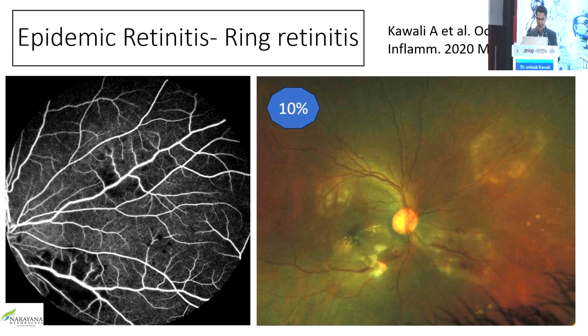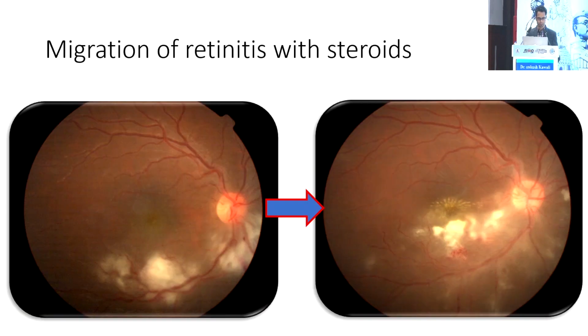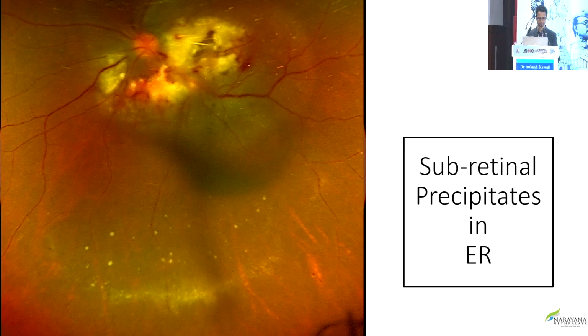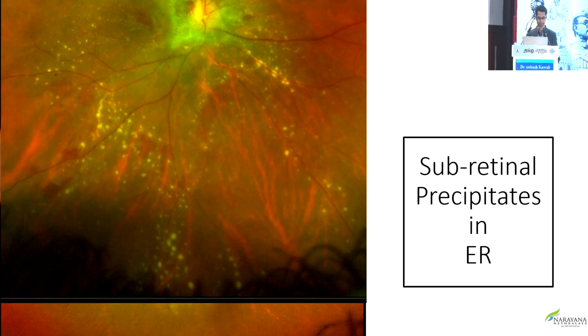We have recently described this ring retinitis, which can occur in the mid-periphery in almost 10% of patients in this particular study. This is a case which was treated only with steroid without any antibiotics, and we noted the migration of this retinitis lesion towards the macula. When the retinitis starts resolving, this kind of subretinal yellow dots can be seen, subretinal precipitates. They can be numerous and can be confusing with syphilis as described by Dr. Mudit, or a lymphoma as well.